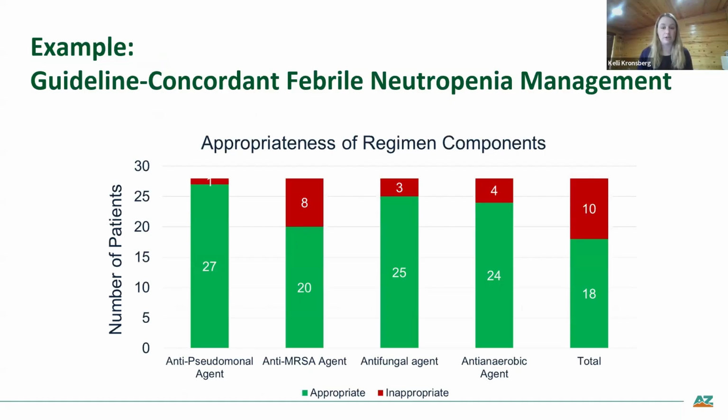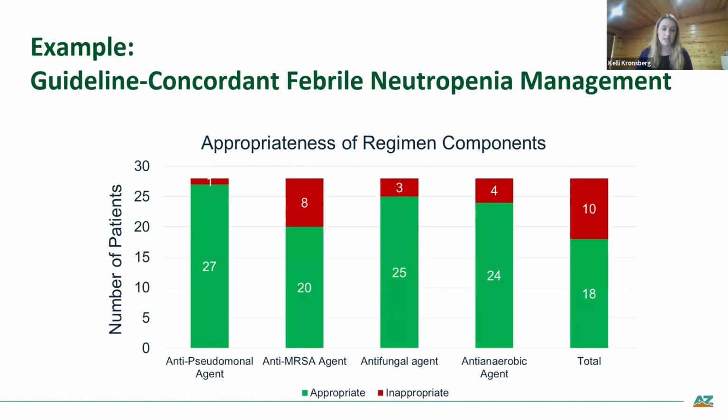to a medication use evaluation that we did at my last facility, and we looked at all the different components of febrile neutropenia management. So this was a smaller number of patients, only about 28. I would encourage closer to 100 if possible, but we didn't have as many patients who fell into this category during this time frame. So the vast majority received an anti-pseudomonal agent, which is appropriate. Many also received an anti-MRSA agent, although 8 of those did not have guideline-directed risk factors.